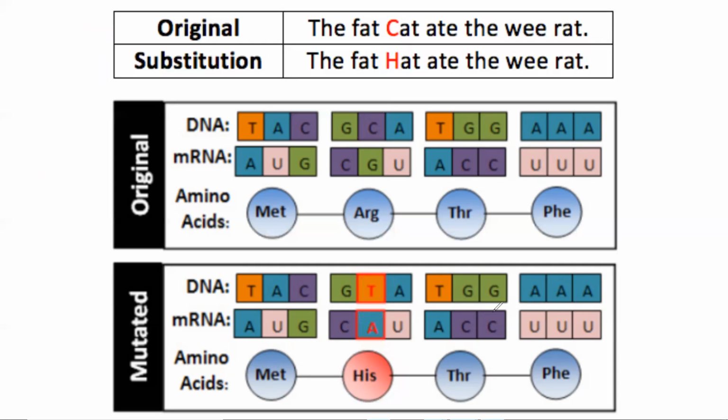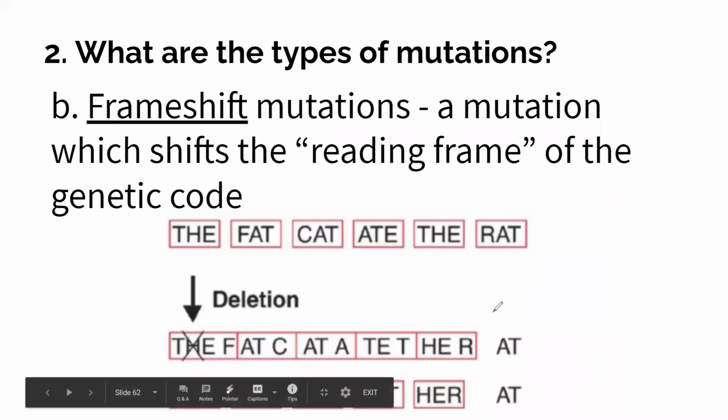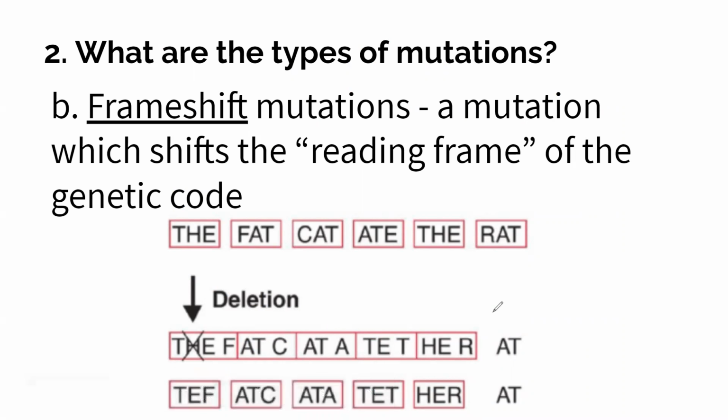Okay, so next, you could also have a frame shift mutation. These tend to be more serious than point mutations because they affect a lot more of the gene. And what I mean by that is a frame shift mutation shifts the reading frame.